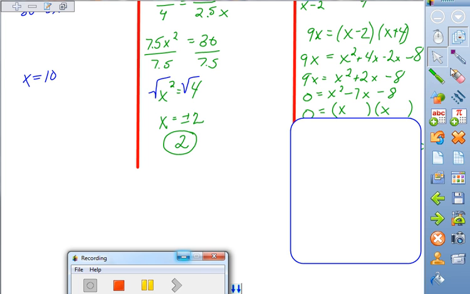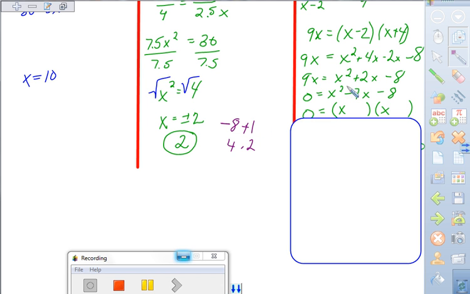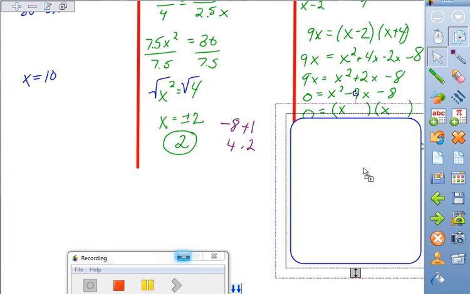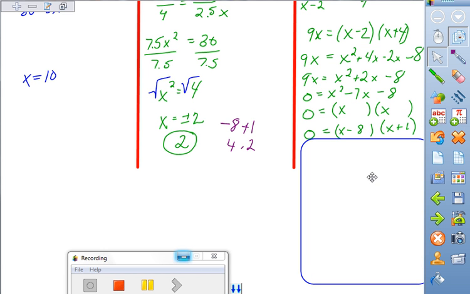So then I thought about factors of 8, 8 and 1, 4 and 2. I have to make a 7. So I want a negative 8 and a positive 1 because I needed a negative 7. So negative 8 plus 1 gives me negative 7, and then negative 8 times 1 gives me negative 8. So then I can plug those values in, and now I need to solve.